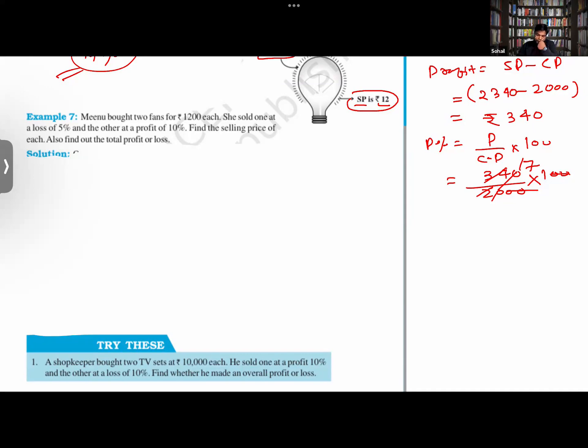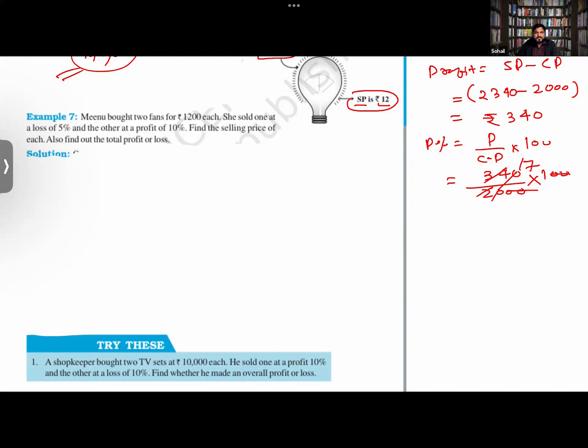So the total profit is 60 rupees. She's making a profit. Okay. So the total profit is how much? 60 rupees. Okay. And in percentage, that is how much? In percentages, how much of profit?